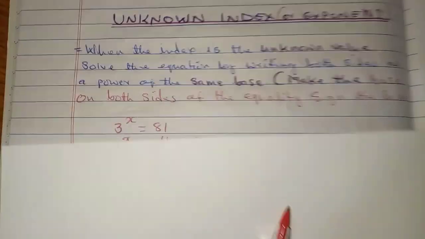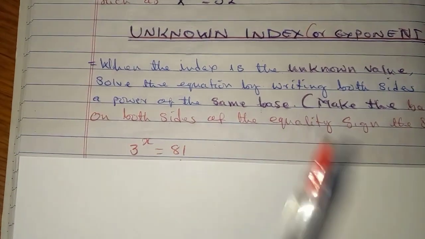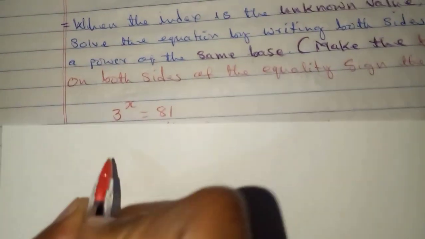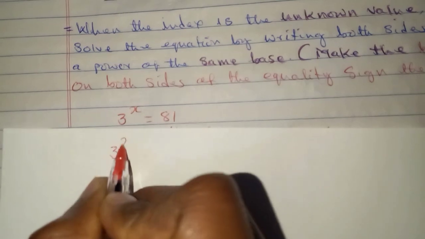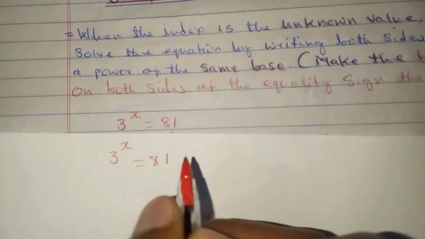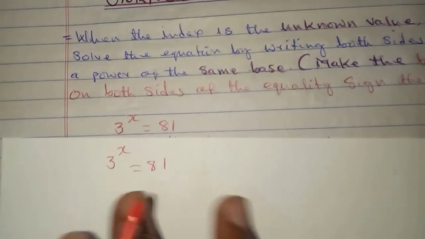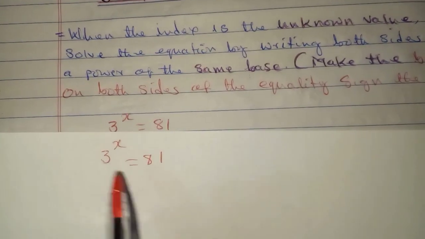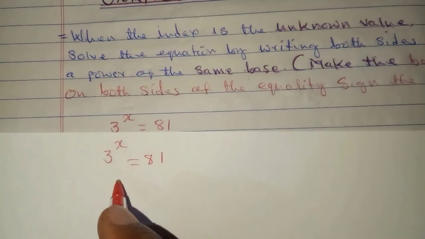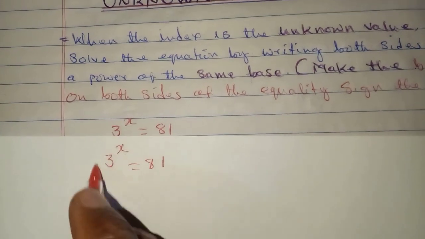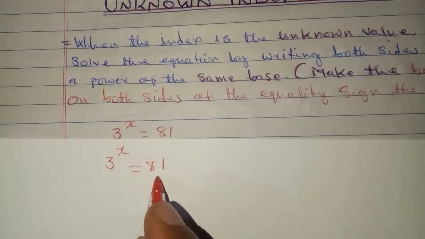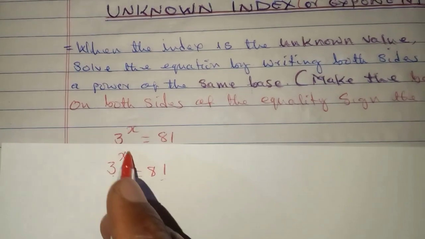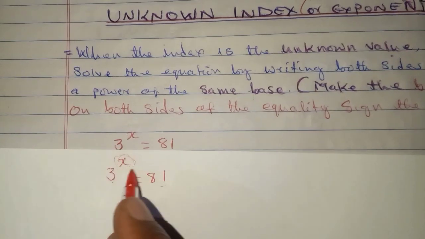In this scenario, we have 3 to the power x is equal to 81. How do we make the bases the same in this kind of equation? We need to solve for x. We cannot change this base to make it 81. We could change it to 81, but it won't help, because we need to get rid of this x, or find the value of x.